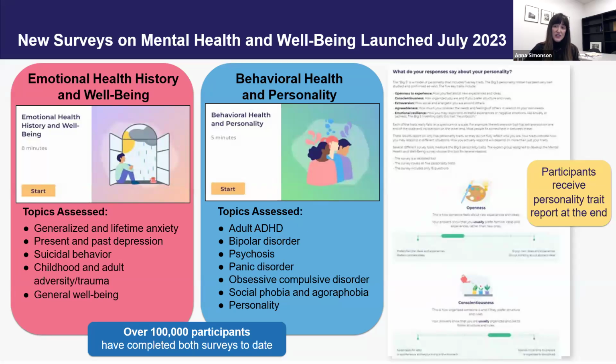Similarly, over 100,000 participants have also completed both surveys on mental health and well-being, which includes topics like suicidal behavior, childhood adversity, as well as adult ADHD and bipolar and panic disorder. Participants are currently eligible to receive a personality trait report at the end when they've completed both surveys.